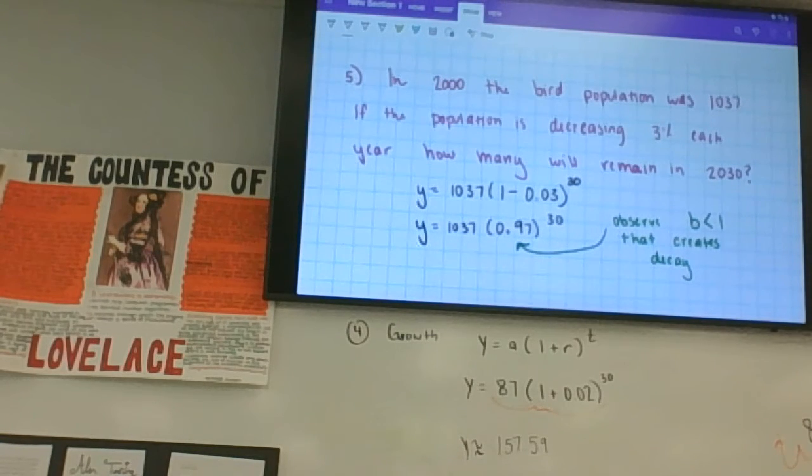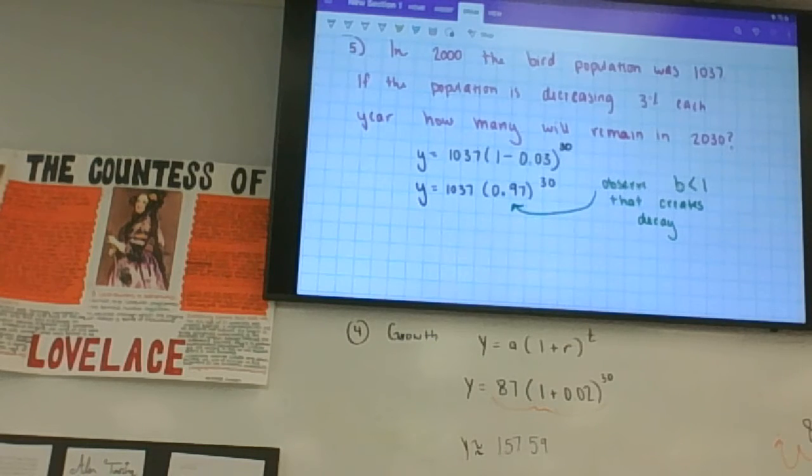Anybody get a whole number for these birds? No. 416. Okay, 416 is absolutely right. So the number you should have gotten looks about like that. We'll round it.